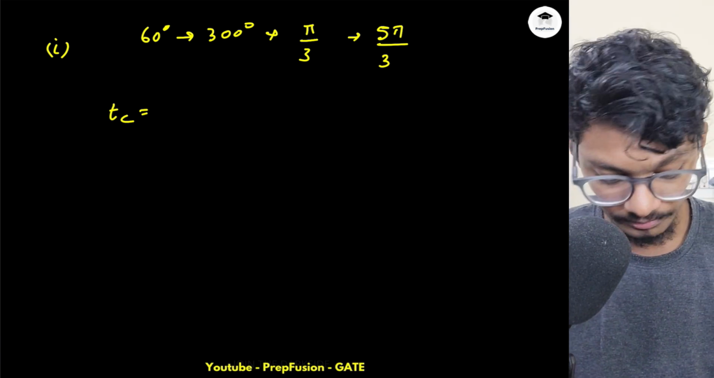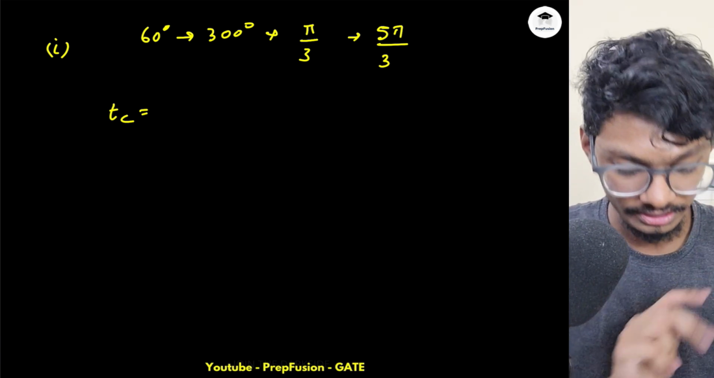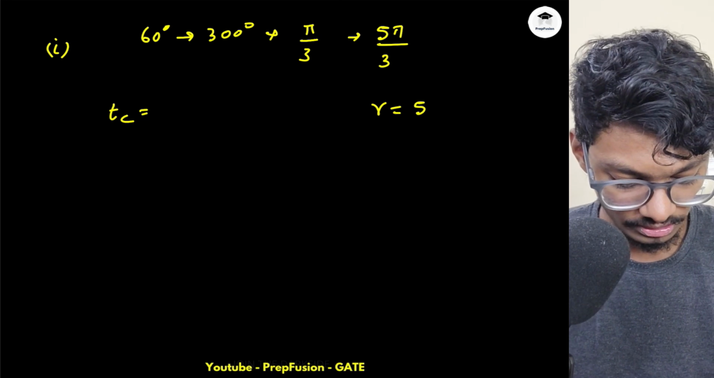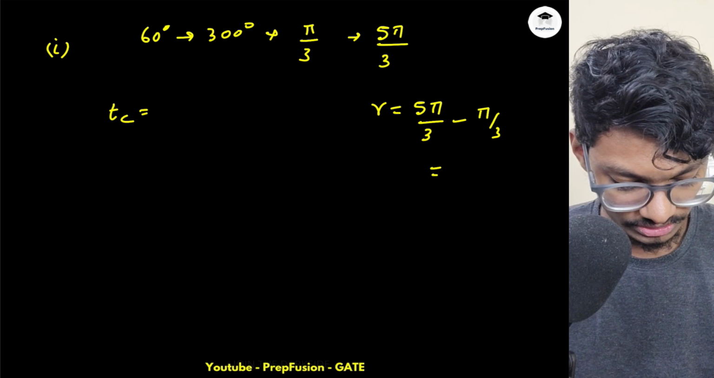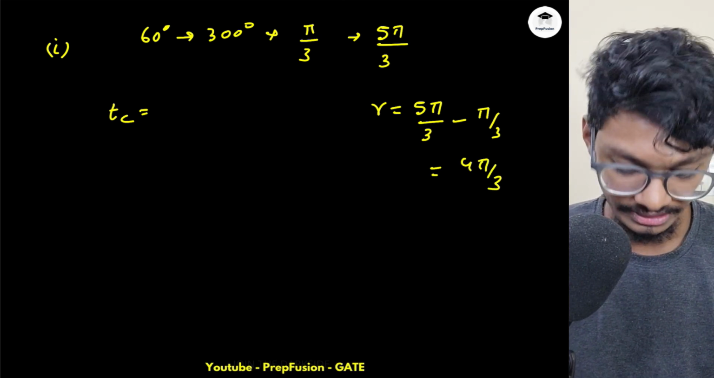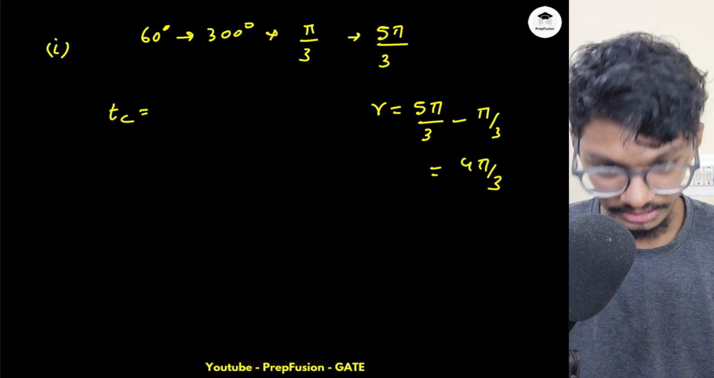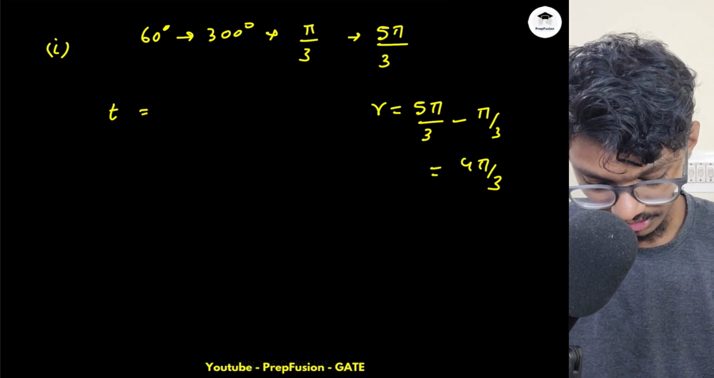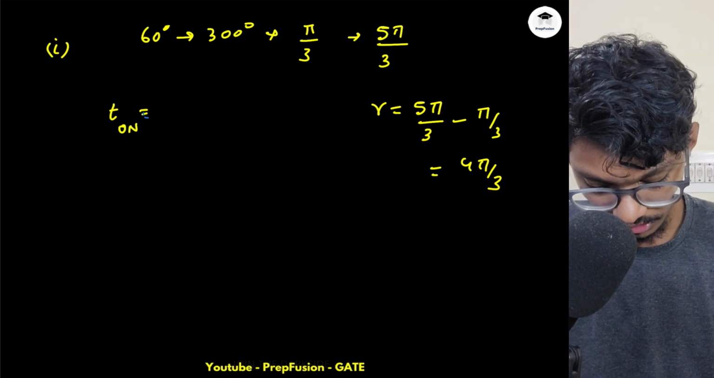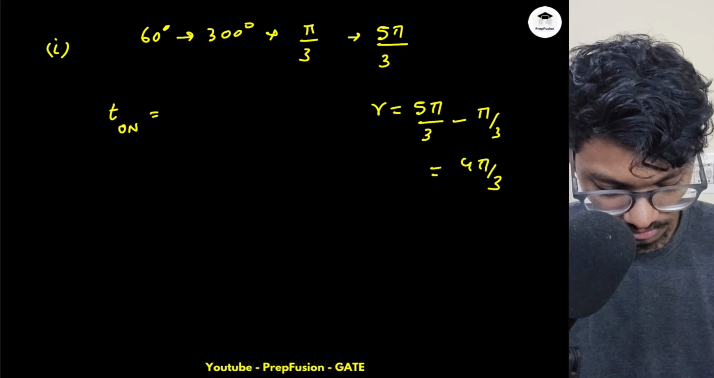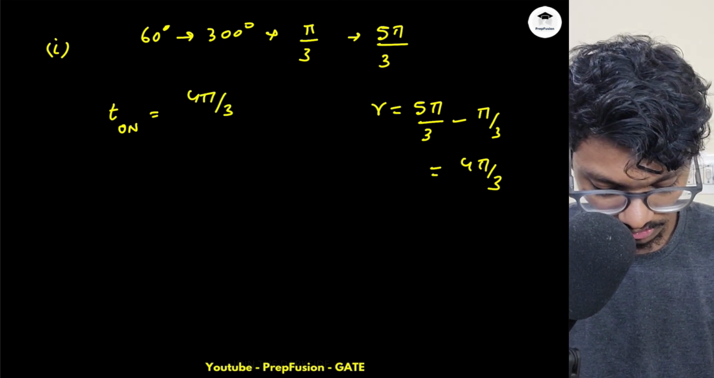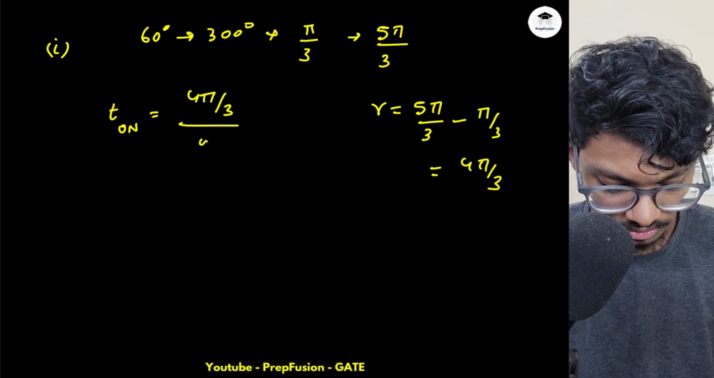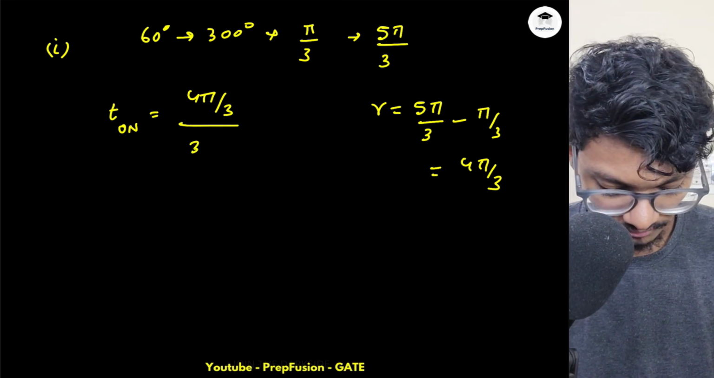So if I want to compute, two things can be computed here. Either the conduction period in angles. So what will be the conduction period in angles? It will be 5 pi by 3 minus pi by 3, which is 4 pi by 3. This can be the answer. Or T on, right? The conduction period can be T on. So this will be equal to simply the time for which it is on, which is 4 pi by 3, the conduction angle, divided by omega. Okay, omega is 314 in our case.